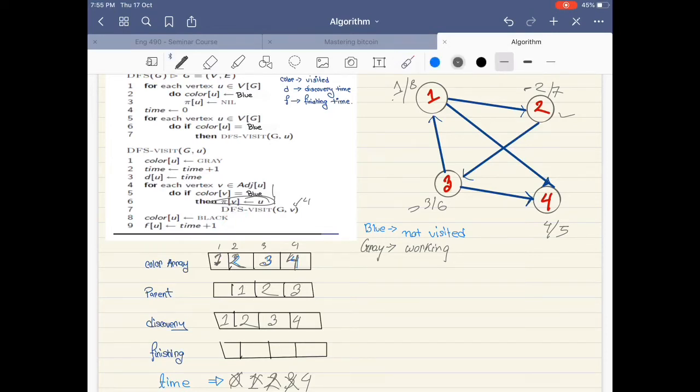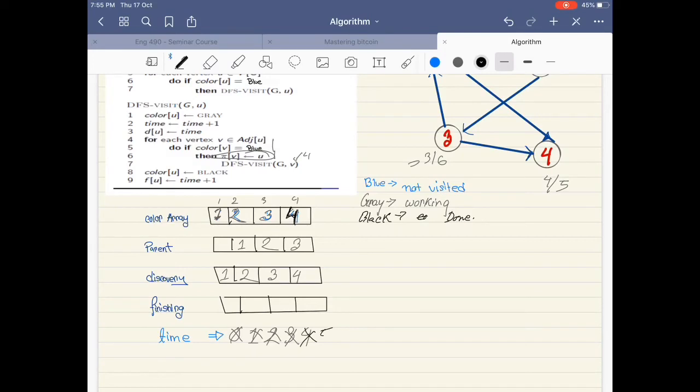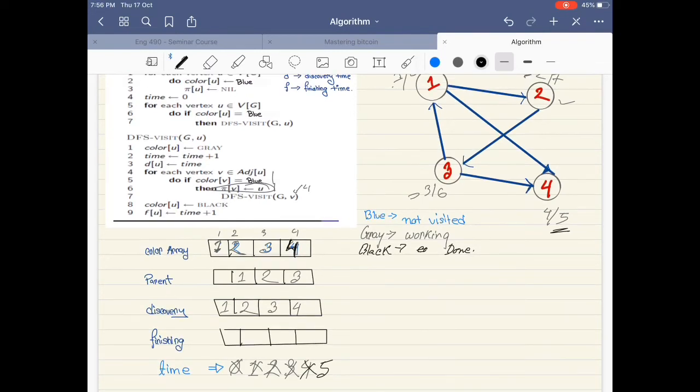So you're not gonna go through this whole process, and we're gonna go here where we are gonna black out 4. So black means that we are actually completely done with that particular node, and we increase the time. So this is gonna be 5 now. So you can see 5 here as the ending time. Now we're gonna go back. So who called 4? So 1 called 2, 2 called 3, 3 called 4. So we are done with 4 now, right?